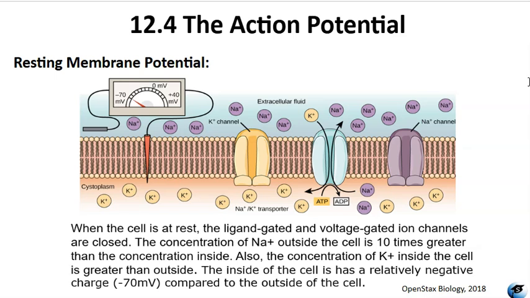To measure the electrical potential difference across the membrane, a voltmeter is used. One electrode is placed inside the neuron and another outside the neuron, and the voltmeter typically reads around negative 70 millivolts, indicating that the interior of the neuron is more negatively charged than the exterior. This negative resting potential is mainly maintained by the sodium-potassium pump.